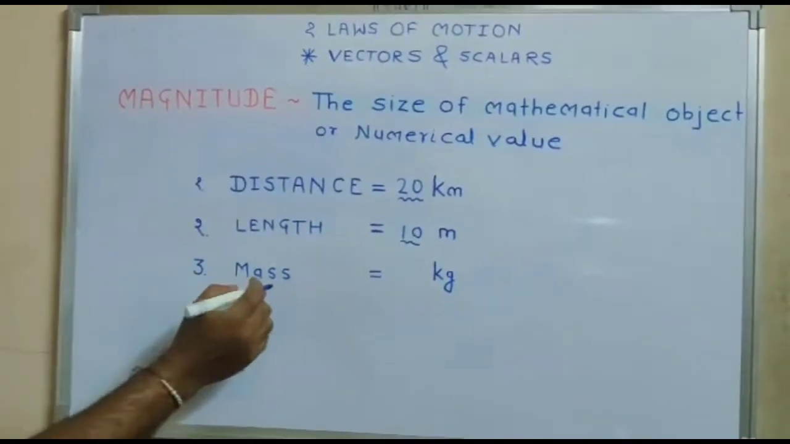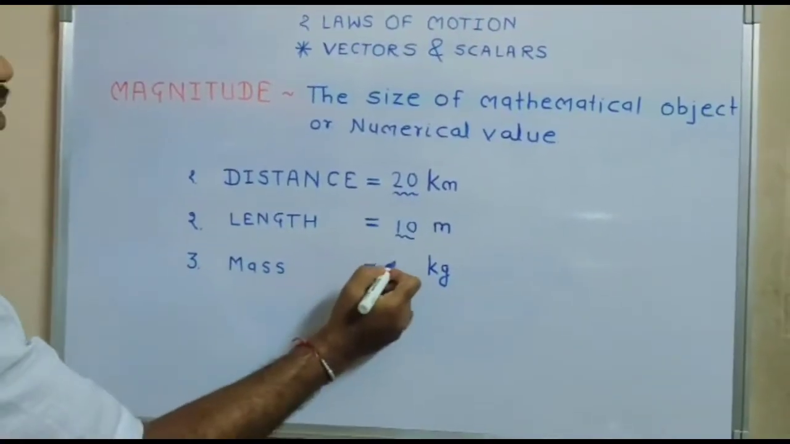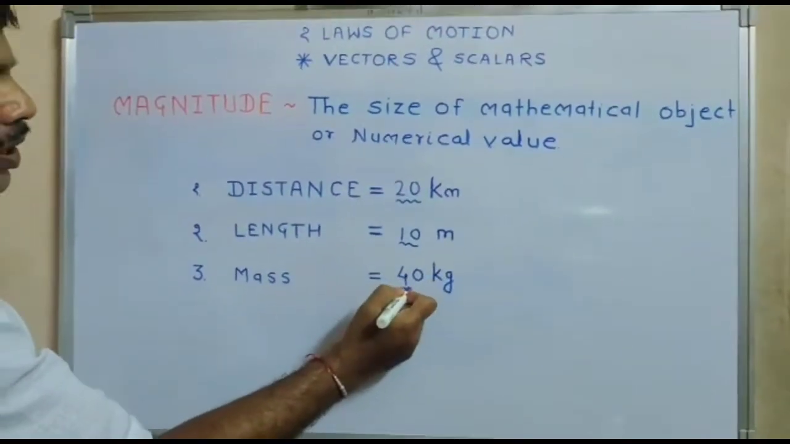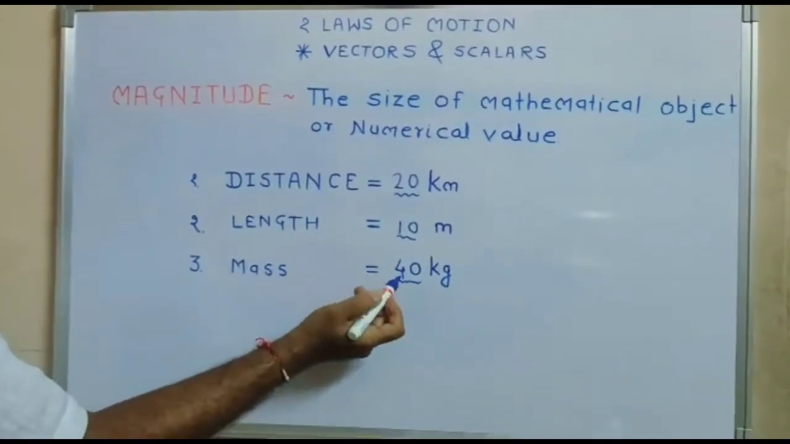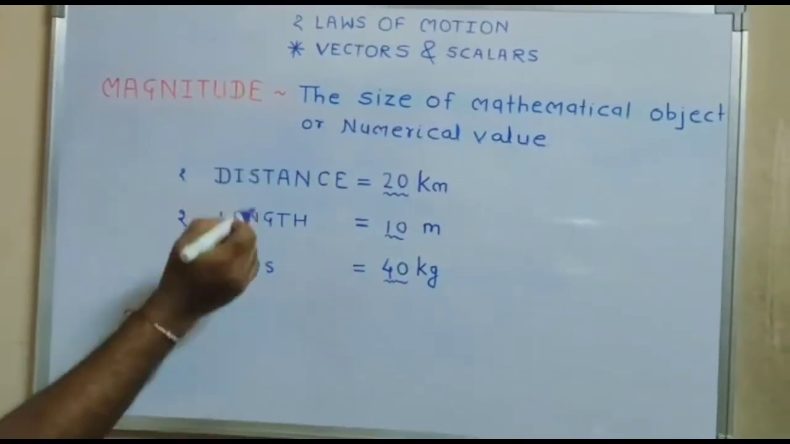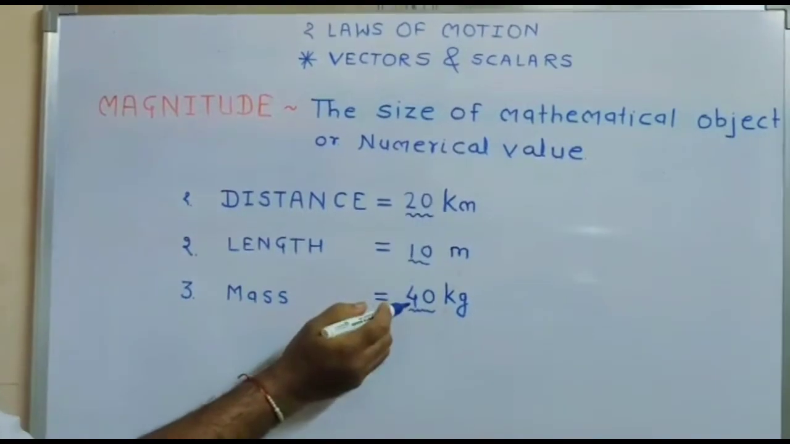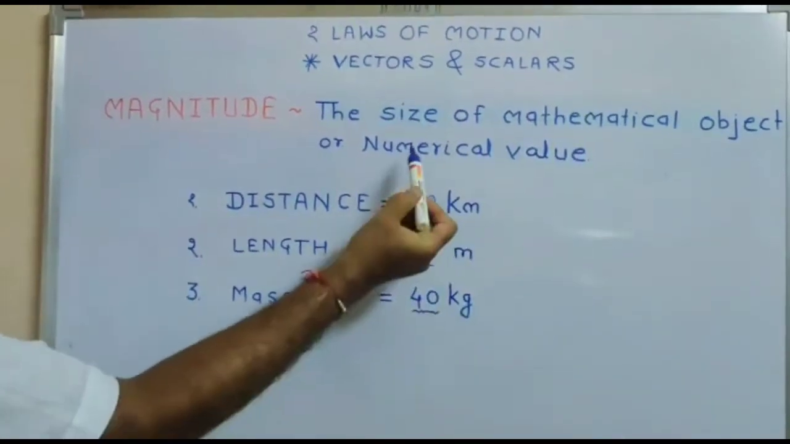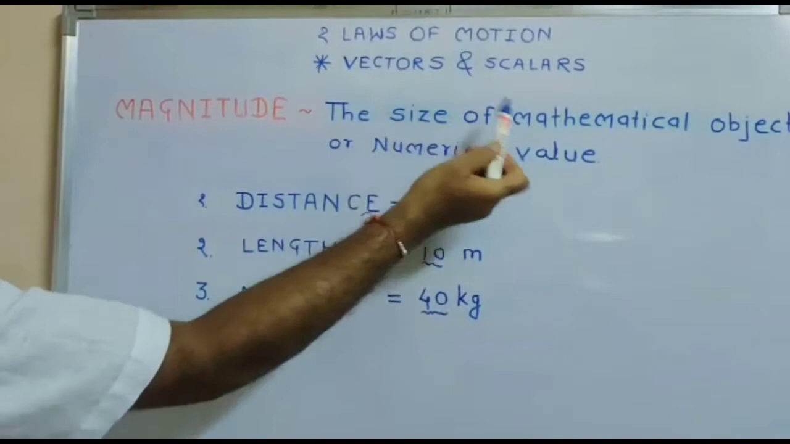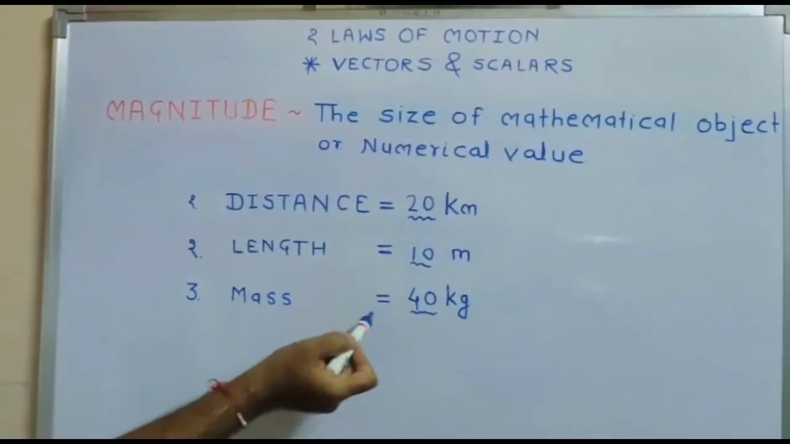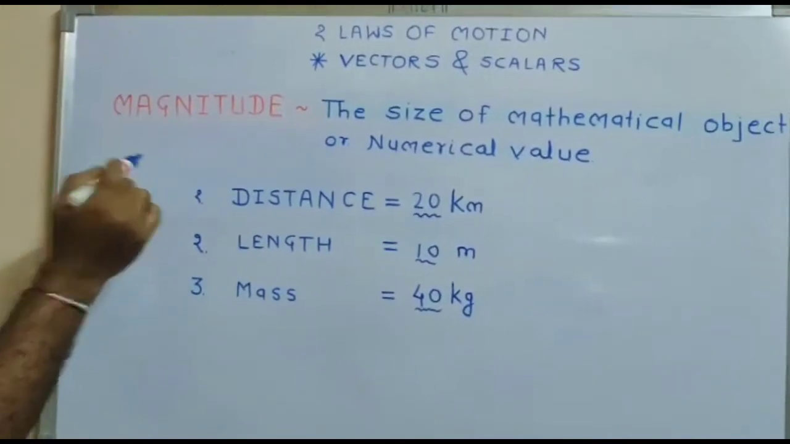Now I am considering the mass of some student. It is equal to how much? 40 kg. This 40 kg gives you an idea of the magnitude of the mass. Now this 20, 10 and 40 directly gives you a numerical value, that is the size of the mathematical object. Therefore, we are calling this quantity a magnitude.